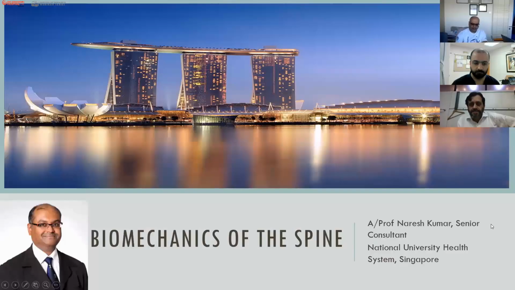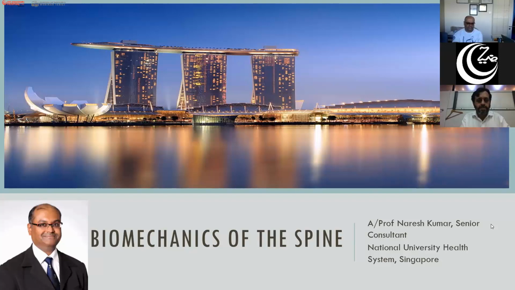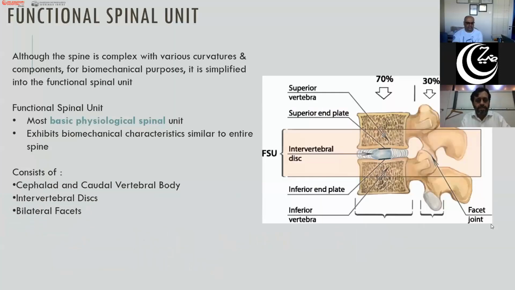Anyway, we're talking about biomechanics of the spine. It's a very difficult and a tough topic. So let's talk about some basic things which you'll already come across. First thing in biomechanics you have to understand is the functional spinal unit.